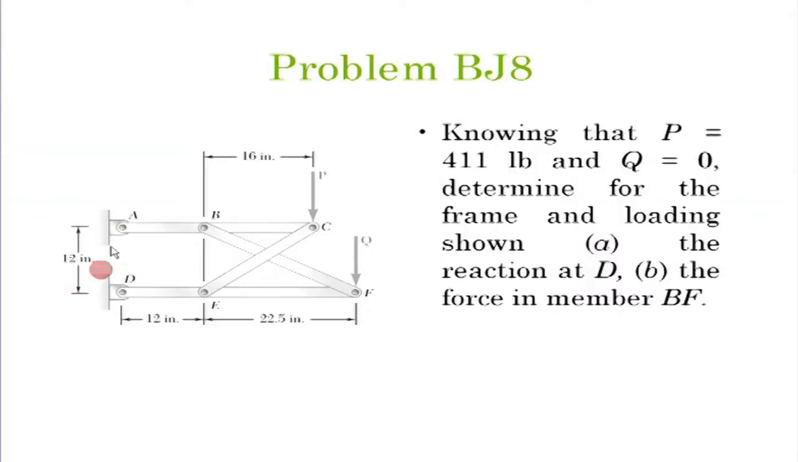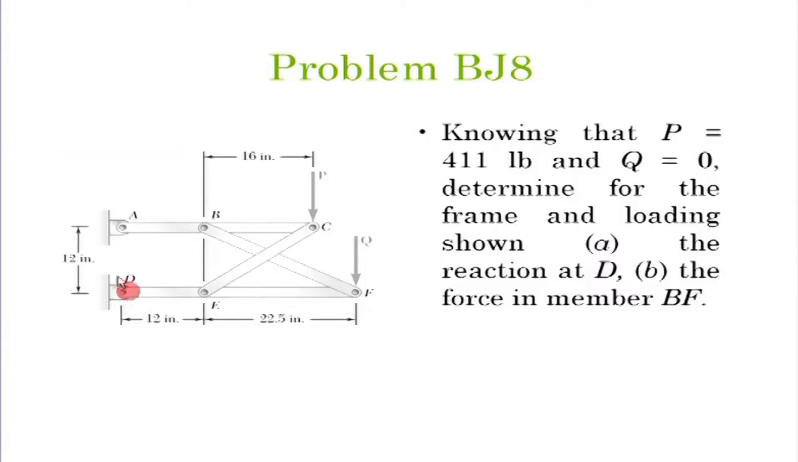So we take the full structure and draw the free body diagram for it. By taking moment about point A, we can find the horizontal reaction at point A. We get that. Now let us ask what is happening here: what if this were a roller and not a hinge? In that case, what happens?